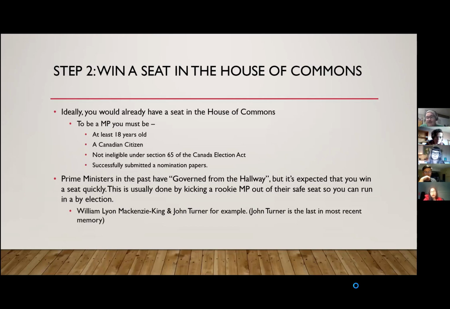In the past, prime ministers have also governed from the hallway, because you can be appointed prime minister but not hold a seat in the House of Commons. That is very rare, and the last time it happened was John Turner back in 1984. But usually if the prime minister doesn't hold a seat, a rookie MP is kicked out of their seat so the prime minister is able to run and win that riding.